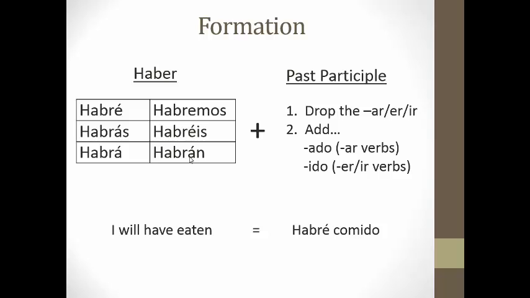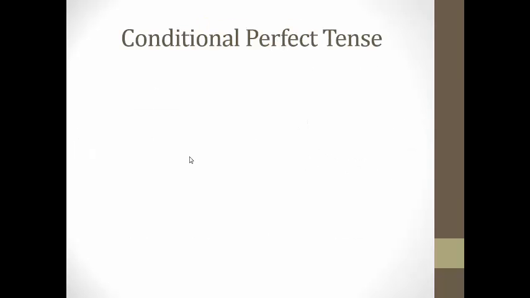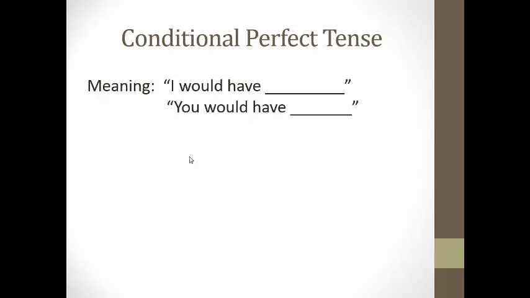Okay, the last perfect tense we reviewed or learned in chapter 4 was the conditional perfect. Its meaning is I would have blanked or you would have blanked. So I would have arrived, you would have studied. To form it, you're going to, again, use haber with a past participle. This time, haber will be in the conditional tense.